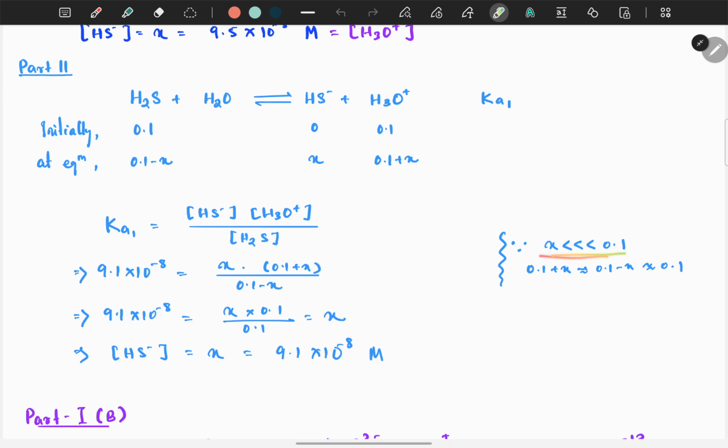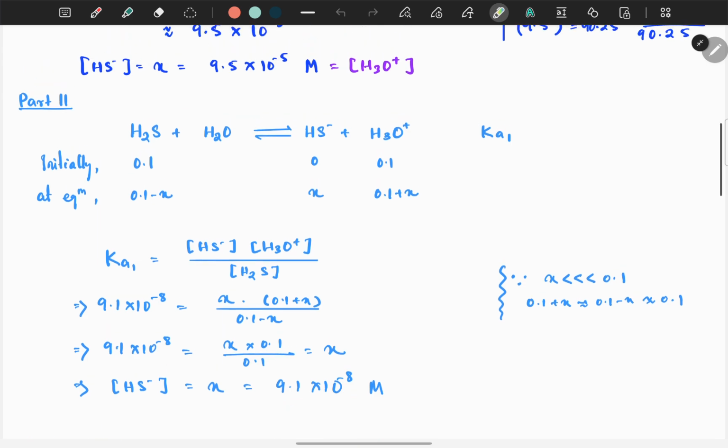So X must be very less than 0.1. So we can say 0.1 plus X is equal to 0.1 minus X, which is equal to 0.1. So by substituting the value, we'll get X is equal to 9.1 into 10 to the minus 8, which is the concentration of HS minus. So in the second case, the concentration of HS minus will be 9.1 into 10 to the minus 8. By comparing these two values, we can say when we add the acid, the concentration of HS minus decreases.